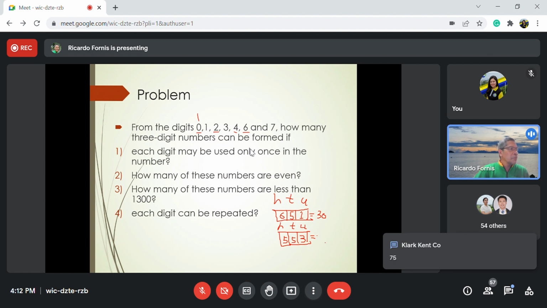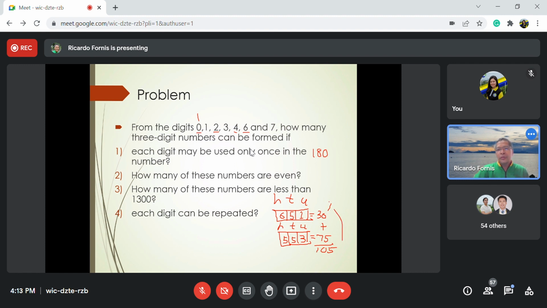15 times 5, 75. So in total, we add these. These are numbers ending with 0 and these are even numbers not ending with 0. So in total, there are 105 even numbers. Okay? So we were able to form 180 numbers, and of the 180, 105 are even numbers.